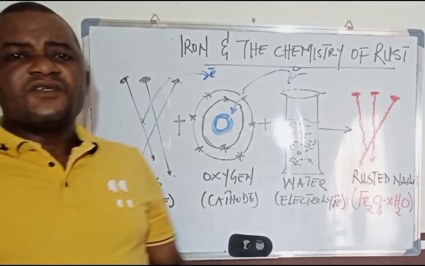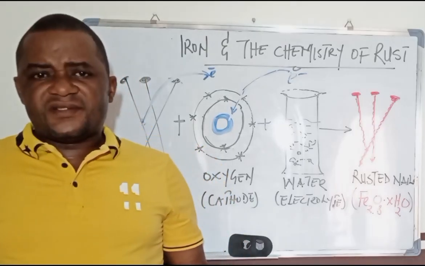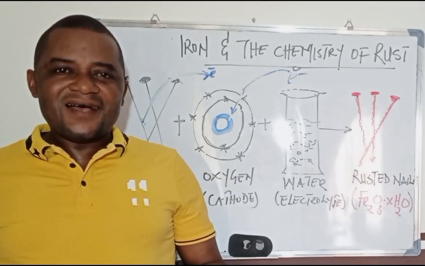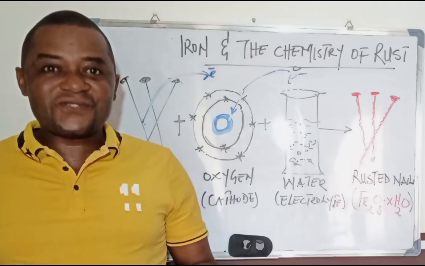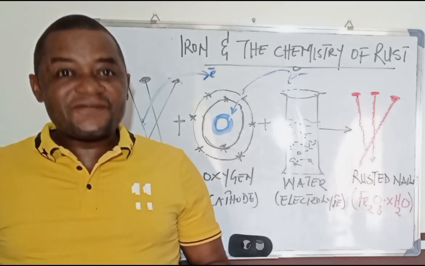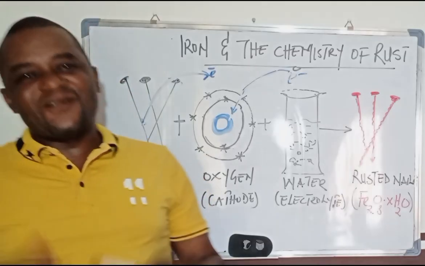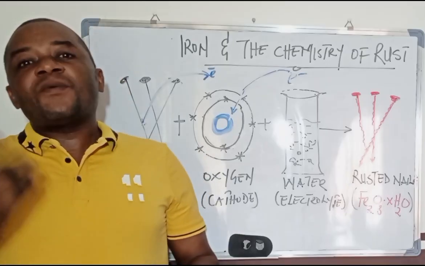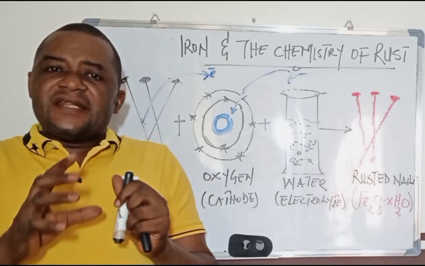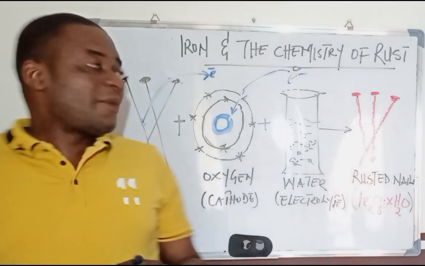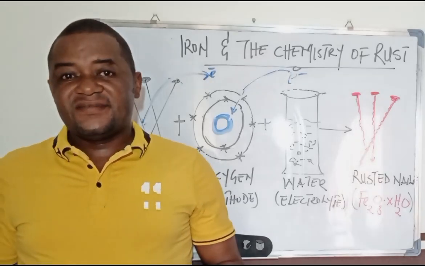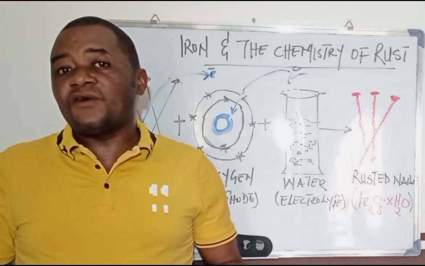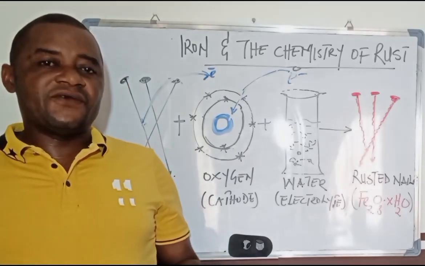The question is, must metal rust? Must iron rust? And the answer is yes. Iron must rust. Iron is supposed to rust. Iron has to rust. Now I'm going to tell us why. First, I'm going to give us a little picture of what happens around iron as a metal, or steel as a metal, or other alloys of iron.